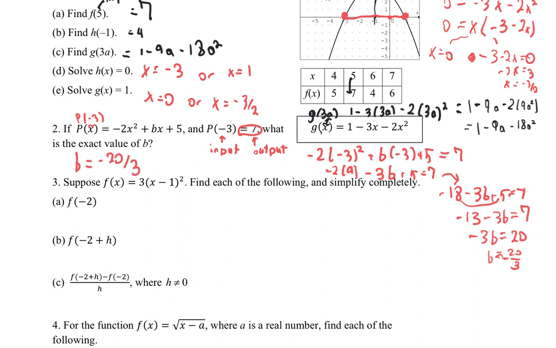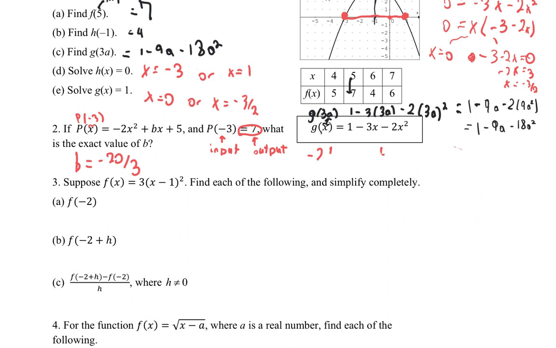For number 3, it gives us f of x is equal to 3 times x minus 1 squared. Simplify, find each of the following and simplify completely. Let me erase some of this stuff over on the side real quick to give myself a little more space to work. And I'm going to switch colors just for the fun of it. Ooh, it's blue now. Okay.